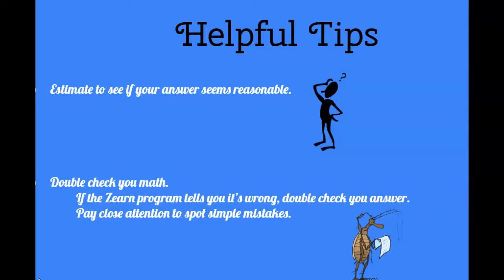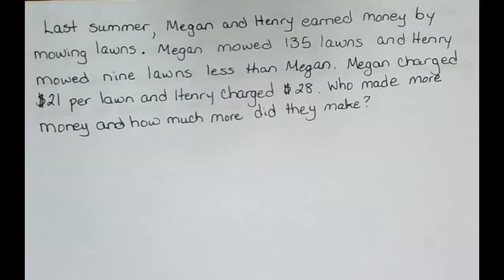Finally, double check your math. If the Zearn program tells you it's wrong, before you try to put it in again, double check your answer. Go through and pay close attention so that you can spot simple mistakes which may make your answer off. So as our goal states, we need to follow multiple steps in order to be able to come up with our final answer. Let's take a look at the first problem.